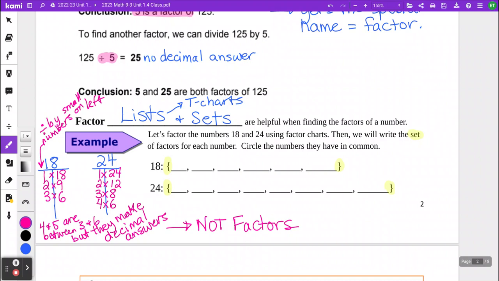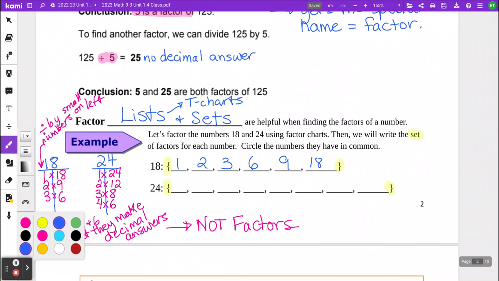So let's write our numbers that we found that are factors. Always the number 1. Then we try the next, 2 and 3. They worked. 4 and 5 didn't. I got a 6. I have a 9 and an 18. So there are my factors of 18.